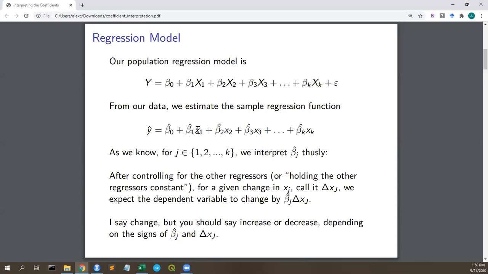Beta 1 could be 5. Maybe I increase my square footage by 1, and then y is going to change by beta 1, which is 5. Or it could be less than 1. It could be a whole bunch of different values. It could even be negative.